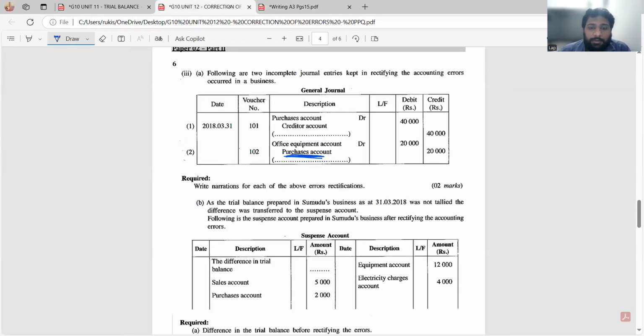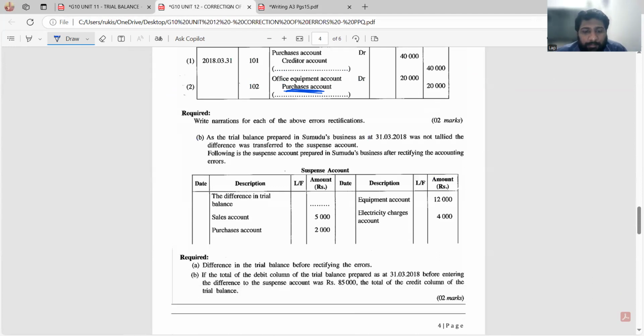Done. Now let's move to the next one. What are they asking here? As the trial balance prepared in Sumudu's business as at 31st March 2018 was not tallied, the difference was transferred to the suspense. The following suspense account is prepared in Sumudu's business after rectifying the accounting errors. First one, they ask for the difference in the trial balance before rectifying. So you can balance the account and take it. They ask for this balance now.